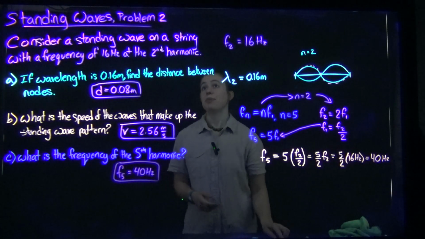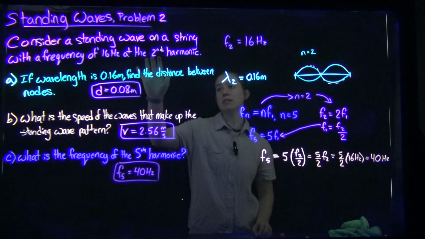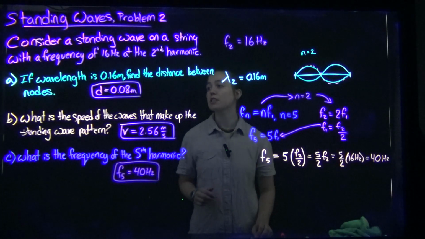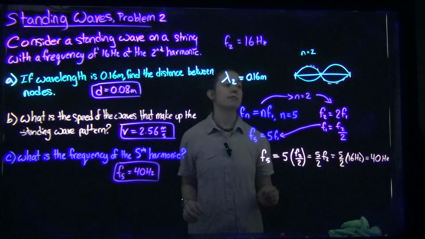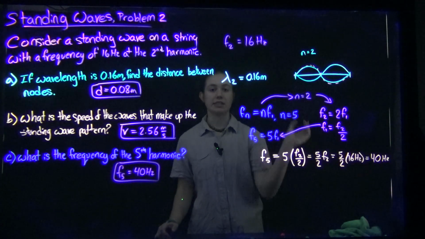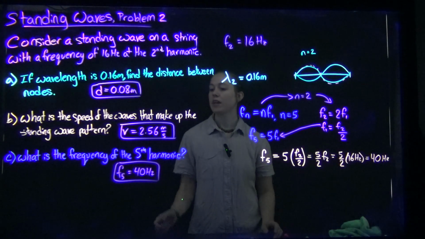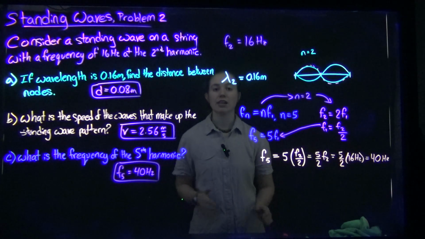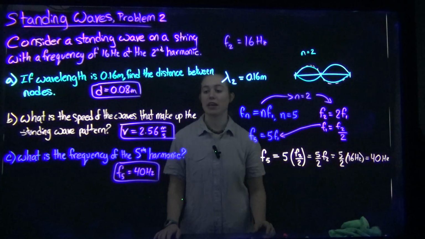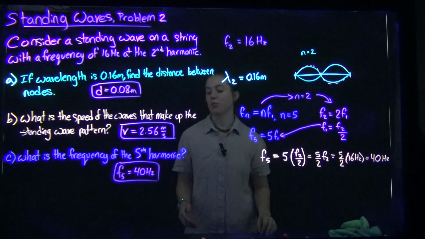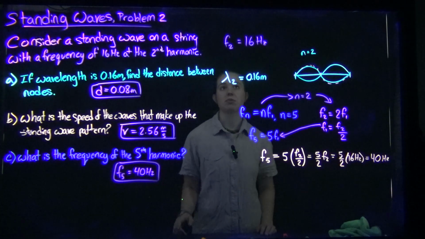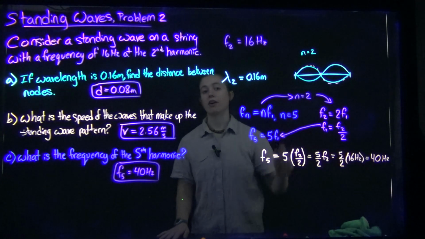Hertz. So in this problem, we are given just the frequency of the second harmonic at first, and then the wavelength. From the wavelength, we were able to find the distance between nodes. We were able to find the velocity if we multiply our wavelength times our frequency, and then we're also able to find the frequency of subsequent harmonics given our F2.